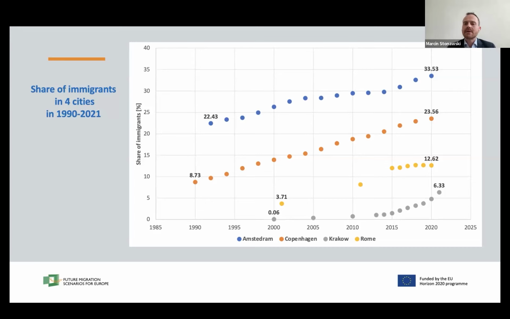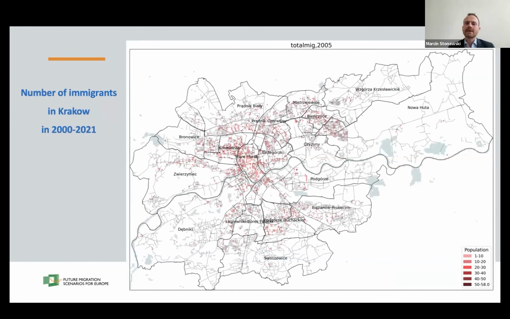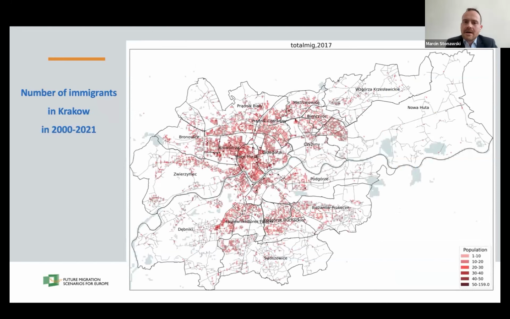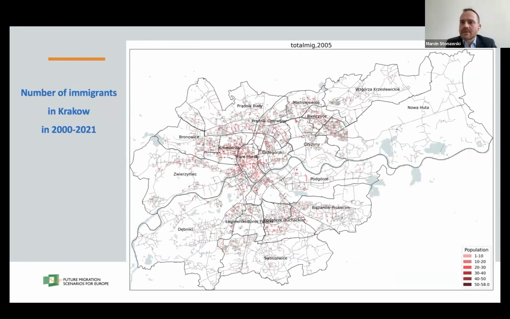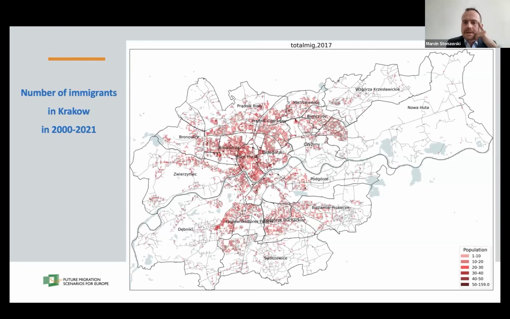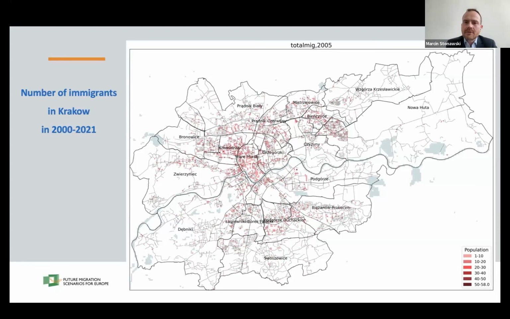And I would like to focus on Krakow. As you can see, in 2000 there were almost no migrants in Krakow, but this increased a lot during this period. And we were able, for the first time, I think, to make the first reconstruction of the changes in migration in the city of Krakow. No one did it, and in Poland we don't have such data. So this is already a big improvement.